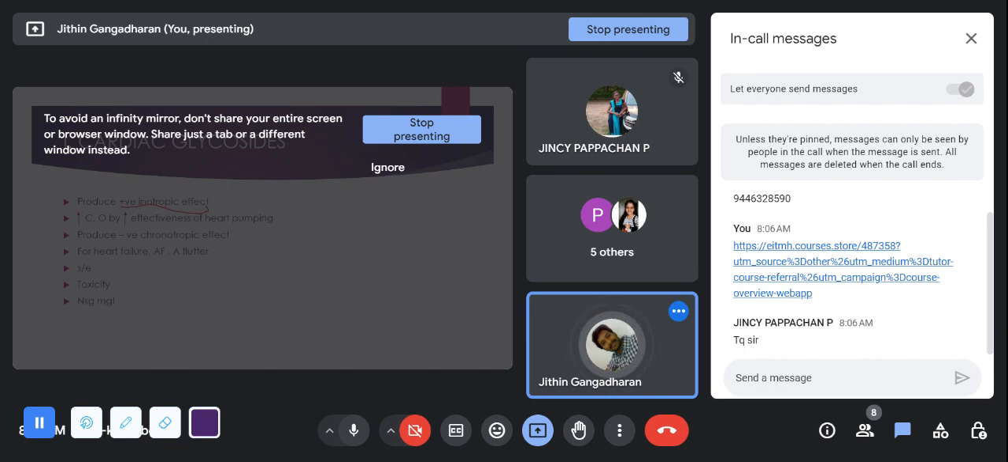Now, what do you mean by a positive inotropic effect? A positive inotropic effect means it increases the force of contraction of the heart. The pumping force, see, it's different. It is not the rate, it is the force of contraction. A positive inotropic effect means it increases the force of contraction.